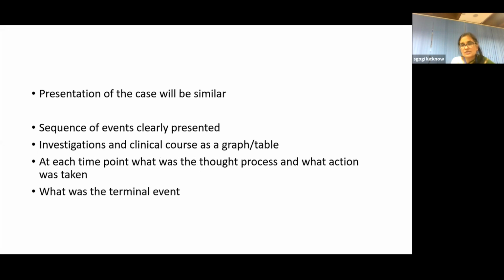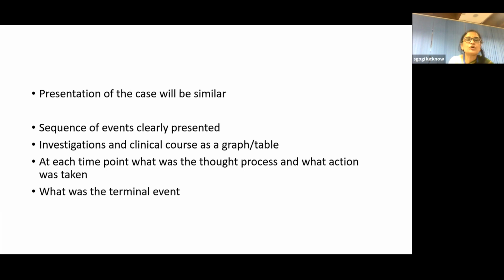Investigations and clinical course as a graph is always better, with arrows pointing towards your change in treatment or your thought process. If you have it on a graph, you could put an arrow and say, this happened here, these were the clinical features, what were the investigations at this time point, and this was your thought process, and this action was taken. So it pictorially depicts the whole course of events for that patient, from the time the patient was admitted till the unfortunate event which happened. And what was the terminal event, what happened, all that has to be clearly presented.